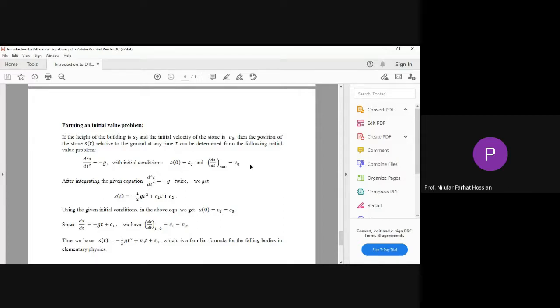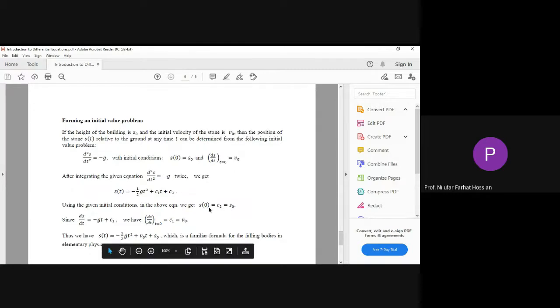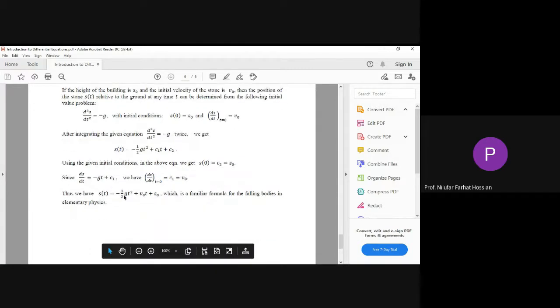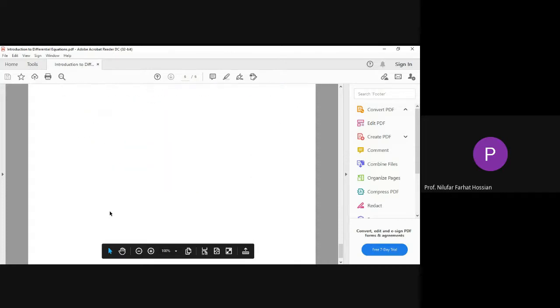If these two initial conditions are given to you, you can find a particular solution, and this is the particular solution: s(t) equals minus half g t square plus v naught t plus s naught. This v naught and s naught are coming from the initial condition, and this is a very famous formula for a falling body in elementary physics. So that was the end of this file, and it was the introduction of differential equation.